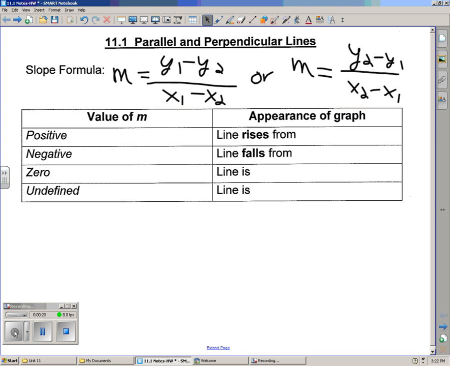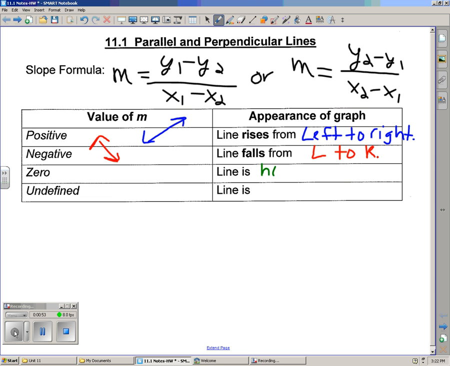Okay. When you find the slope of a line, if your slope is positive, then you know that your line is going to rise from left to right. In other words, your line is going to look like this. If your slope is negative, your line is going to fall from left to right. Look something like that.